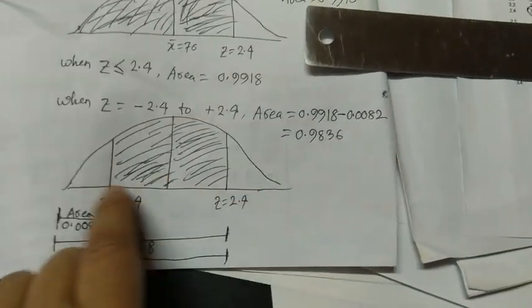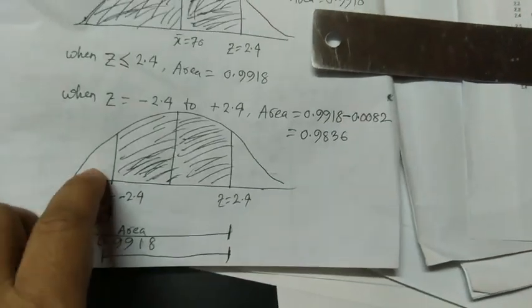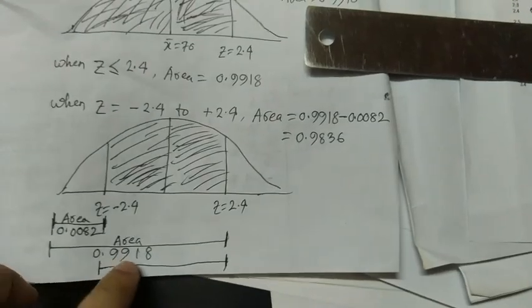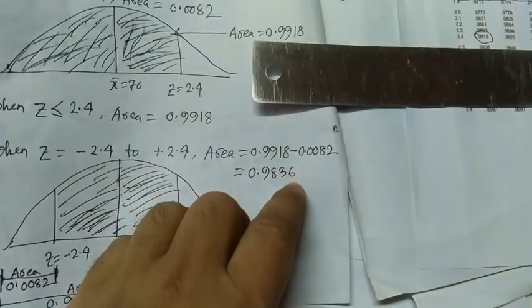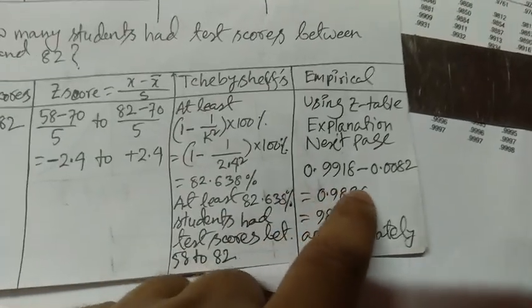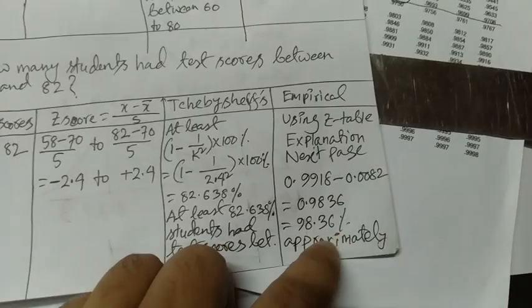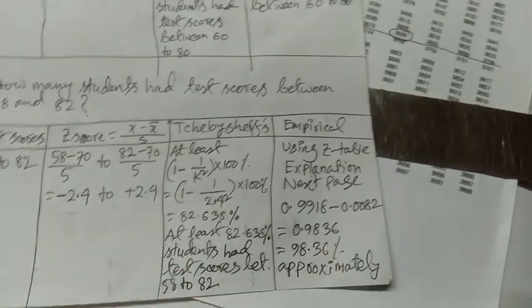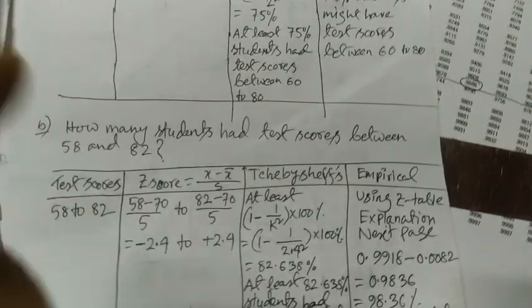That means first we need to get all the area, from here to here, and from this all area we will deduct the small portion of the area. That means 0.9918 minus 0.0082, we get 0.9836. That is 98.36%. That means approximately 98.36% students had test scores between 58 to 82.